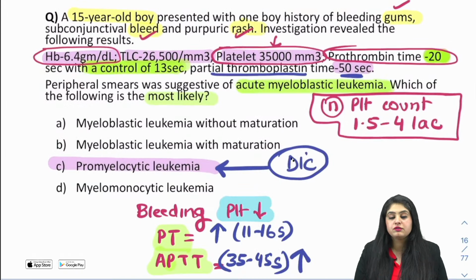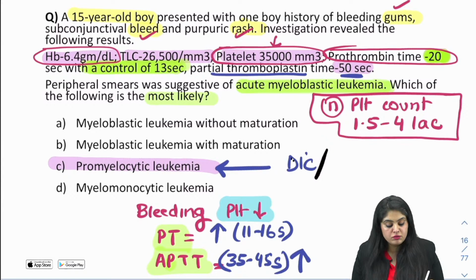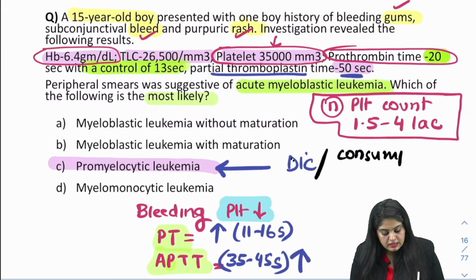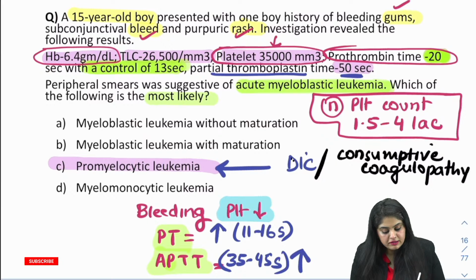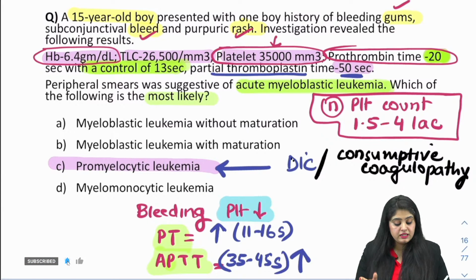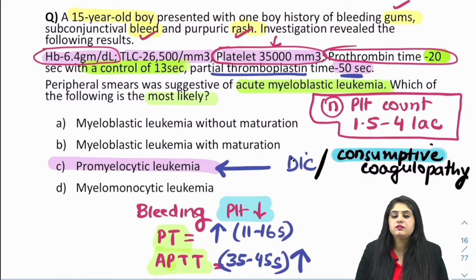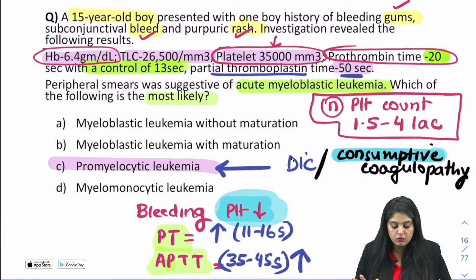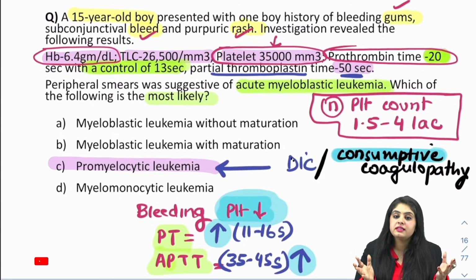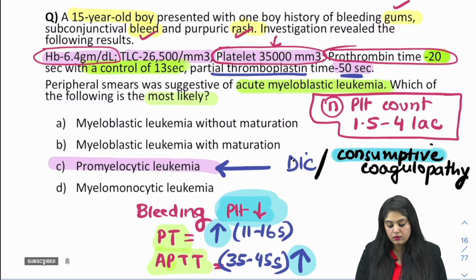And this was a classical case of DIC. Tell me from medicine, what is the other name for DIC that you must know? DIC is also known as consumptive coagulopathy. It means everything is going to get consumed. What is going to get consumed? Ma'am, everything. Platelets get used up, that is why the platelet count went down. All clotting factors, factor 1, 2, 3, 4, are being consumed. That is why your PT, APTT was rising. Everything is getting consumed, and that is why I call it a consumptive coagulopathy.